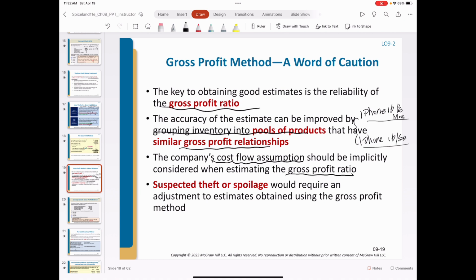Since the cost flow assumption has impact on the cost of goods sold or the gross margin, when we apply this method, you should know what cost flow assumption we apply. Cost flow assumptions like LIFO, FIFO. Remember, these assumptions have impact on the cost of goods sold, so they will have impact on the gross margin. So if there's suspected theft and spoilage, accounting standards require us to adjust the estimate.